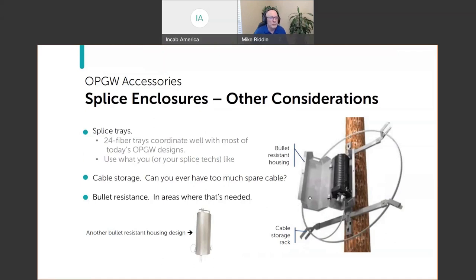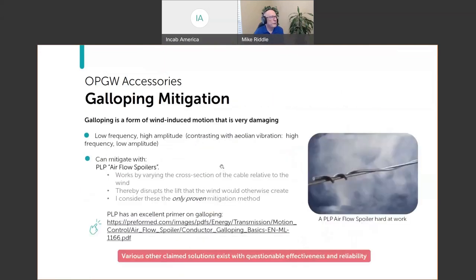Other considerations about your splice enclosures are what kind of trays you want to use. Today, 24 fiber trays coordinate well with most of today's OPGW designs, but you can use whatever you like, or more particularly what your splice techs like. Cable storage, like what you see in the picture here, is a good idea. As I say here, can you ever have too much spare cable?